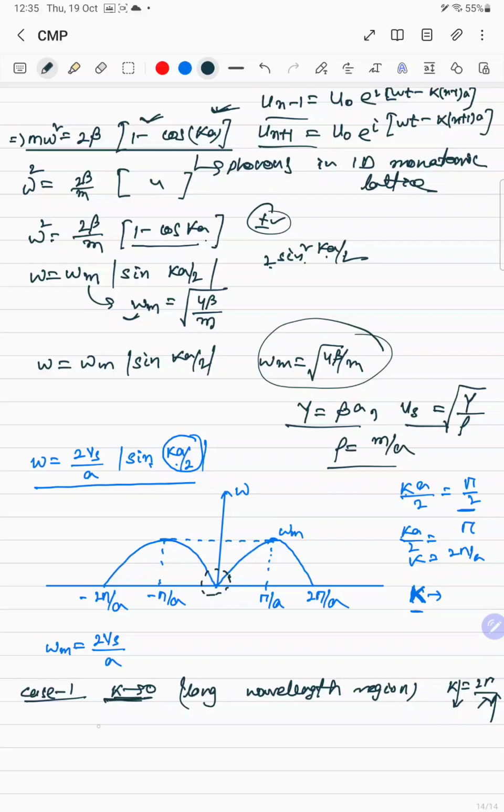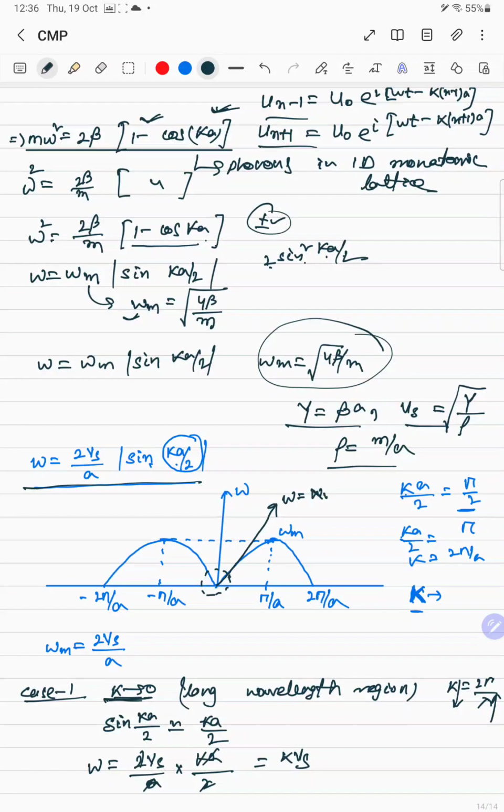So in this region, sin of k a by 2 is approximately k a by 2, because when theta is very small, sin theta is theta. So the dispersion relation, omega equals 2 Vs by a into k a by 2, that is k Vs. So at k tends to 0, or the long wavelength region, the dispersion relation looks like this: omega equals Vs into k.